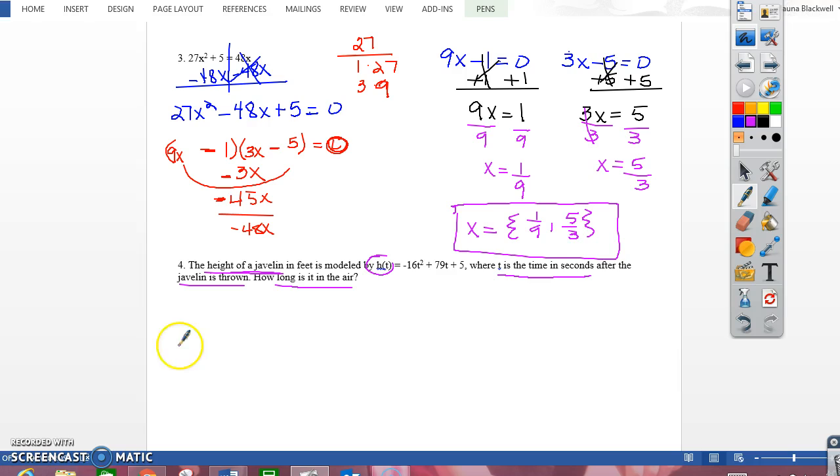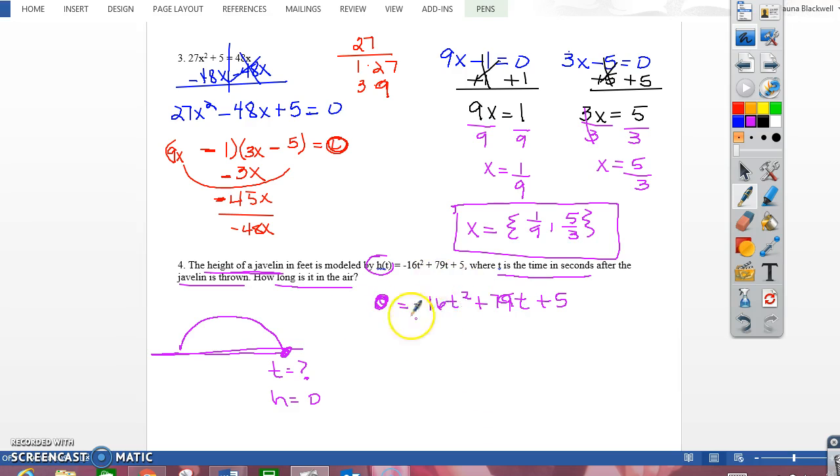So think about this. If somebody throws a javelin, how long is it in the air? It's going to be when it hits the ground again. So over here, I want to know what the time is when my height is at 0. Okay? So again, I'm plugging 0 in for h of t equals negative 16t squared plus 79t plus 5.